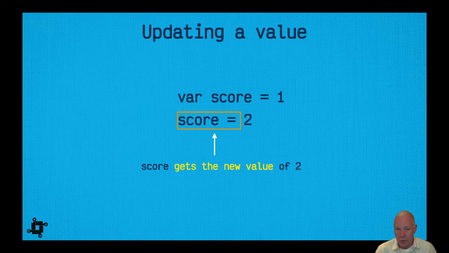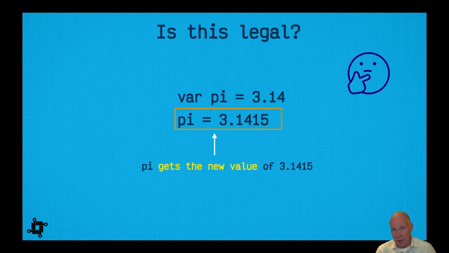So let's look at updating a value. In the previous video, when we had vars or variables like we have here, we declared it, score equals 1, and then later on we do a score equals 2, and this was a way we were able to update the value to something new. Now, let's look at this. Is this legal if we're using constants? Right now, for example, we've got this declared as var, pi 3.14, and then in the second statement we update its value to 3.1415. So the question I would pose is, is this legal? And the answer is yes, it is legal from a Swift standpoint. The reason is that var was used here, and therefore it's something that we can update, right?